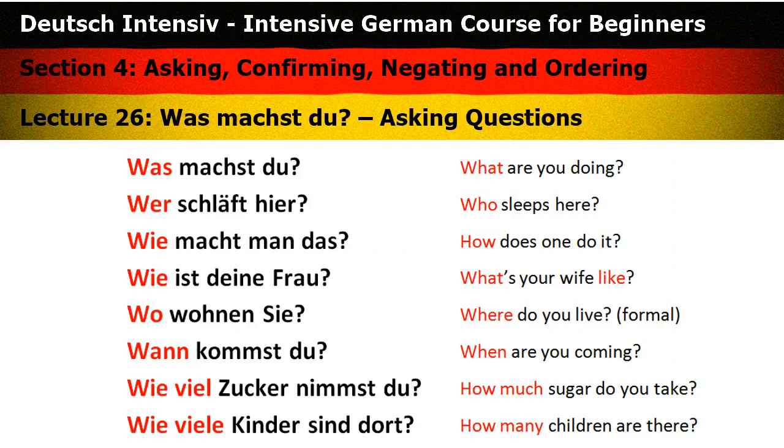Was machst du? Wer schläft hier? Wie macht man das? Wie ist deine Frau? Wo wohnen sie? Wann kommst du? Wie viel Zucker nimmst du? Wie viele Kinder sind dort?